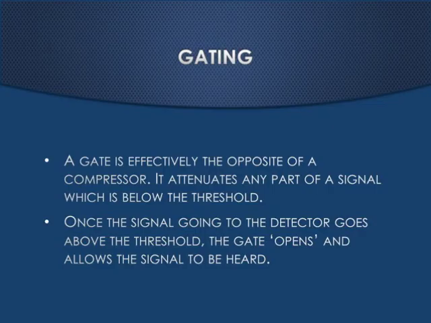So that's sidechain compression, but we can also do sidechaining with a gate. So a gate is effectively the opposite of a compressor. It attenuates any part of a signal which is below the threshold.